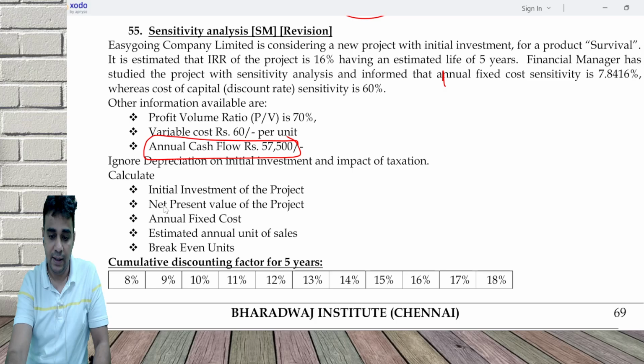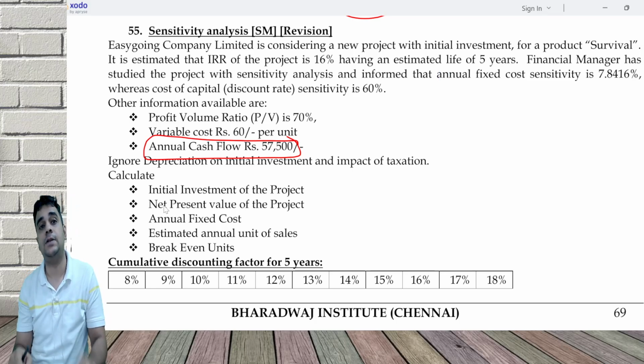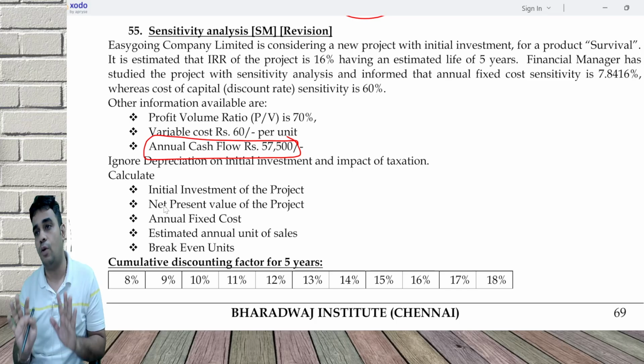Now tell me, if fixed cost increases by 1 rupee, will my profit go down by 1 rupee? Why? Yes, sir, it will go down by only 1 rupee. If fixed cost increases by 1 rupee, will my profit go down by 1 rupee? Clear? Any doubts in this?